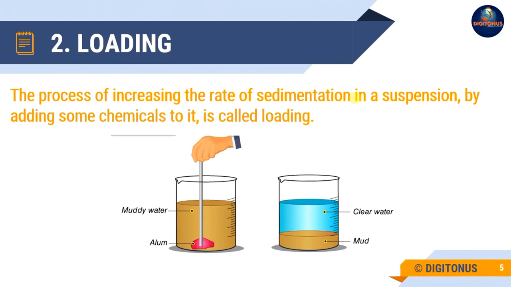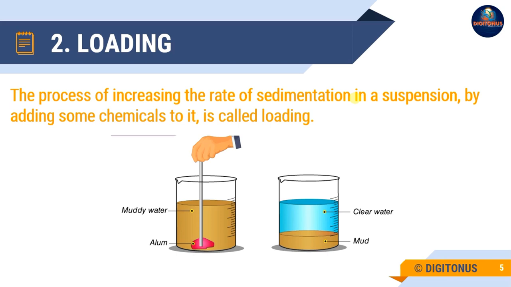See, sometimes, especially during the rainy season, what happens, water in rivers, ponds and lakes becomes muddy. This is due to the presence of very fine suspended clay particles in it. These particles are very light and take a very long time to settle down. The process of settling down of these clay particles can be made faster by the method of loading.